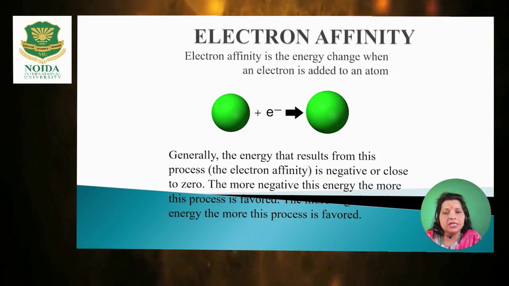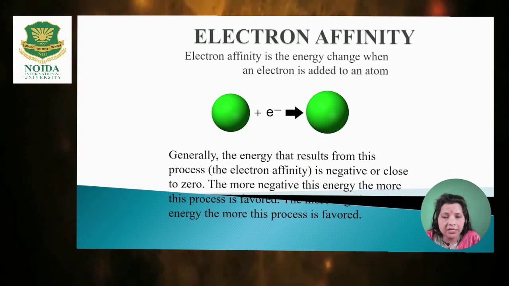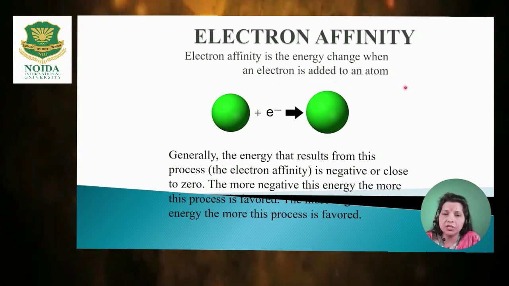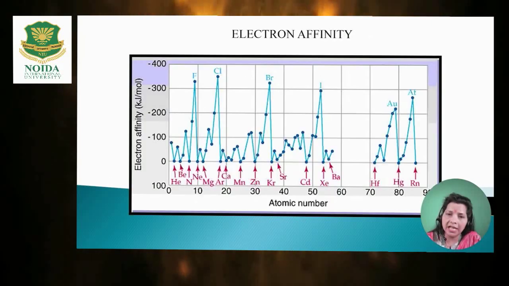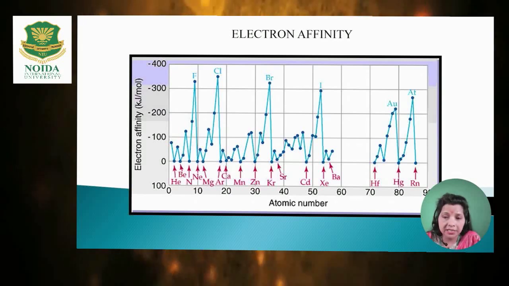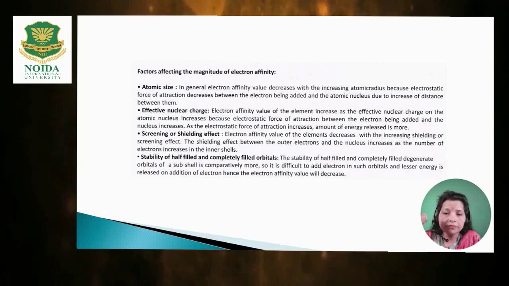Now the next term is the electron affinity. Electron affinity is just the reverse of the ionization energy. There you are just removing an electron. Now here you are just adding an electron to a neutral atom, right? Electron affinity is the energy change when an electron is added to an atom. Now how does its trend go? Again, as in the case of the ionization energy, we have the same pattern in the case of electron affinity. As we move left to right in the periodic table, it increases, and when we are moving up to down in the periodic table, it decreases.